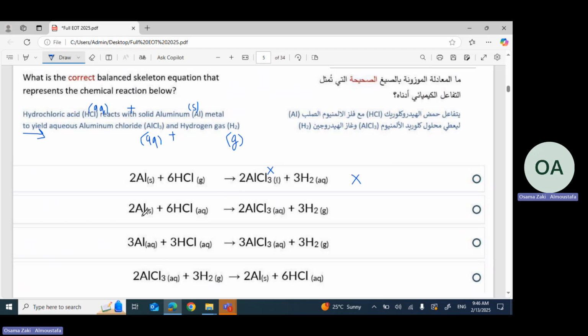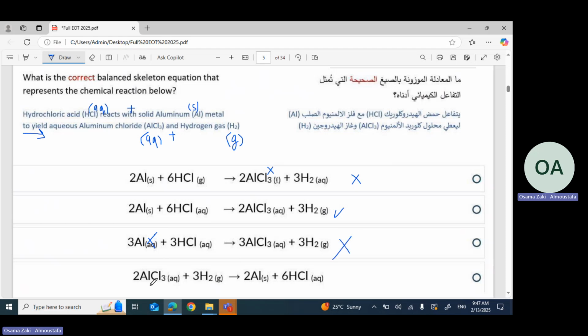Let's move to the second one. Al is solid. HCl is AQ. 2 AlCl3 AQ. H2 gas. This is maybe correct, maybe not correct. Let's move. Al AQ, they said here, but Al is solid, so this is not correct. HCl AQ, AlCl3 AQ, HCl AQ, but this one is not correct. So this one at all is not correct.